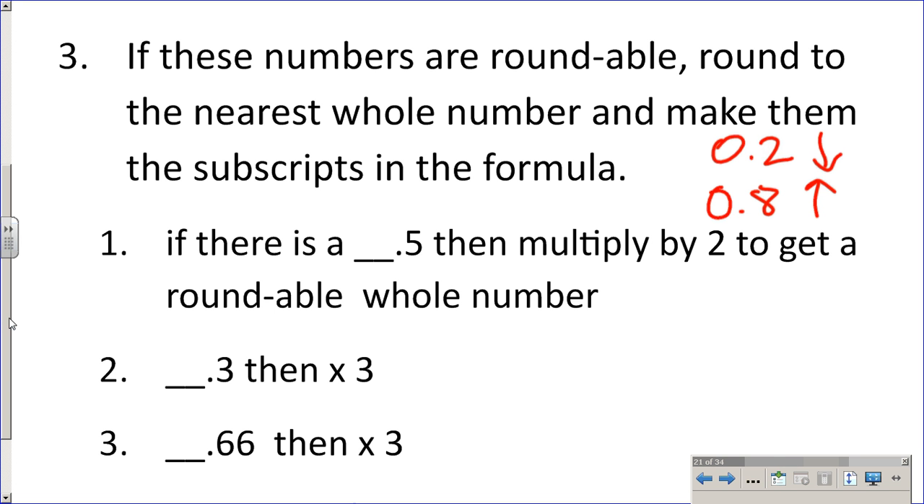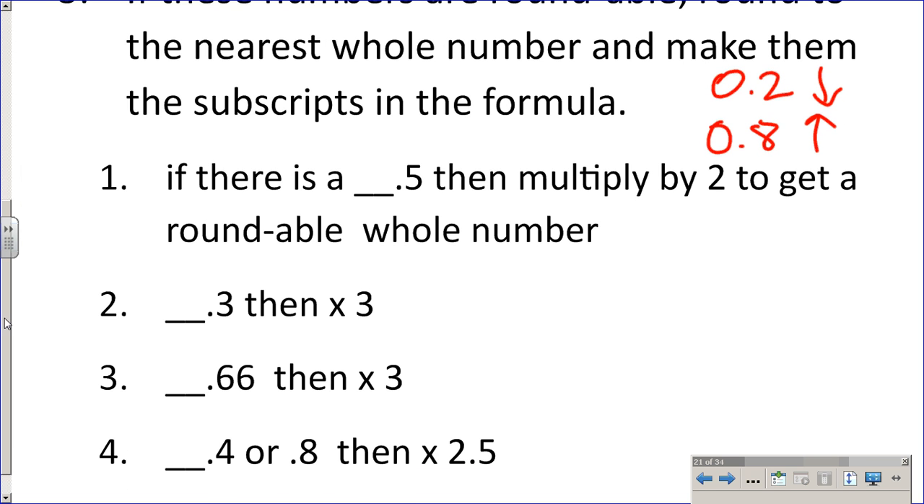If you cannot round up or down, then you have to multiply by some other integer to get to a whole number. So let's say there's a 1.5. You're not going to round up or down, okay? You're going to multiply it by 2 to get to the next whole integer. So if you had a 1.5 as the result of the division you just did in part 2 up here, you multiply that by 2 to get 3 as your subscript.